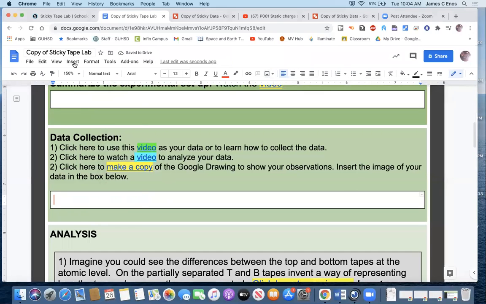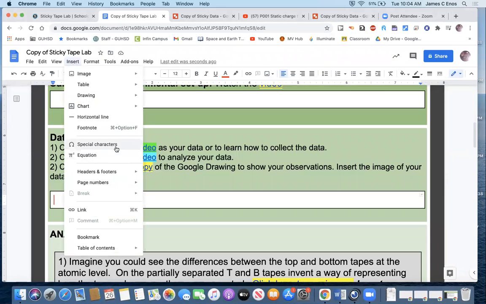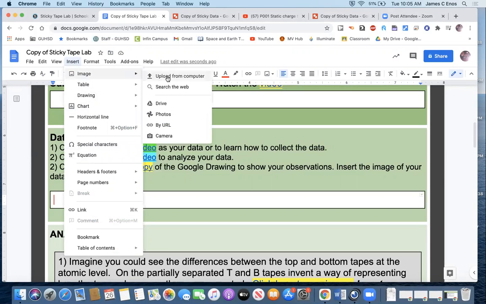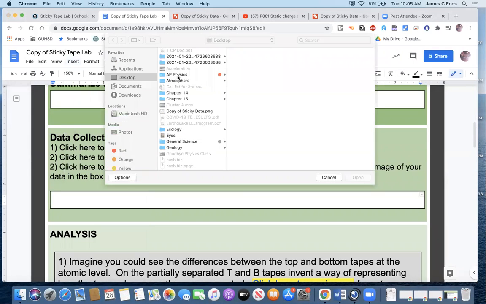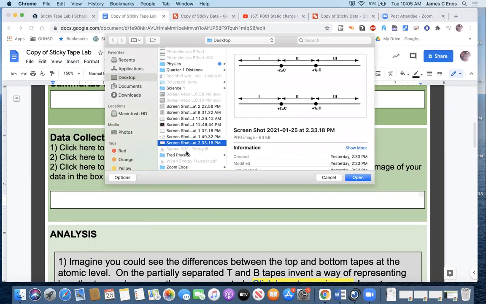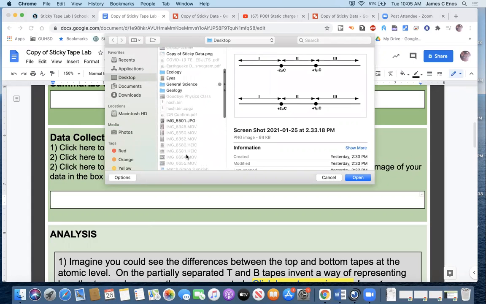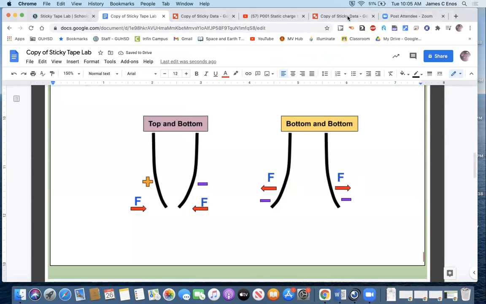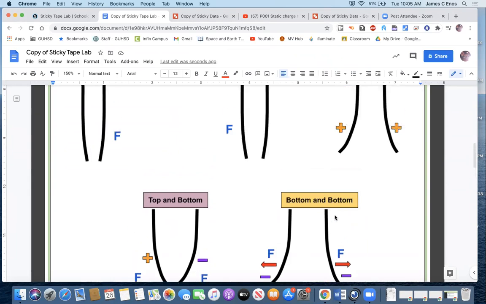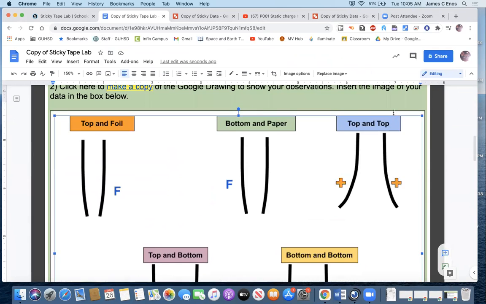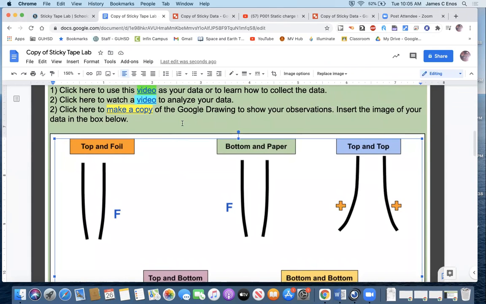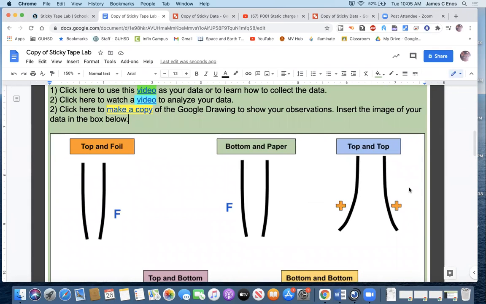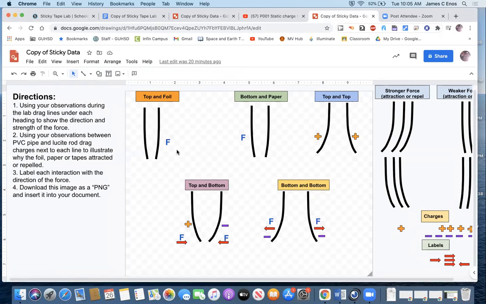What I'm gonna do is go to insert. I want to insert an image. I'm going to upload it. What was it called? Yeah. So I just downloaded my image and now I have it uploaded into my document. So it's fully embedded. So I'm gonna do it one more time. I'm gonna show us how I did it again. So I'm gonna come back over here from the sticky data.